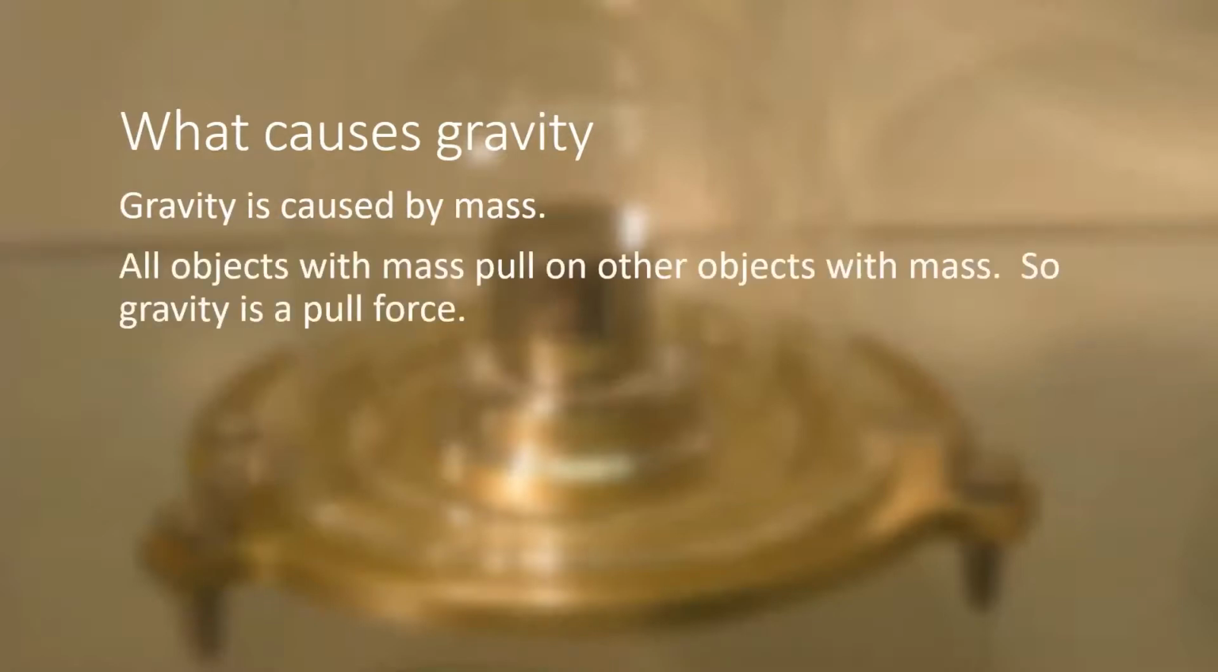All objects with mass pull on each other. So gravity is a pull force. You can actually define a lot of the forces as either pull or push or both. So what gravity does is it pulls. If you've got mass, then you will pull on other objects that also have mass. Even electrons have mass, so they will pull on other electrons with a tiny amount of mass.